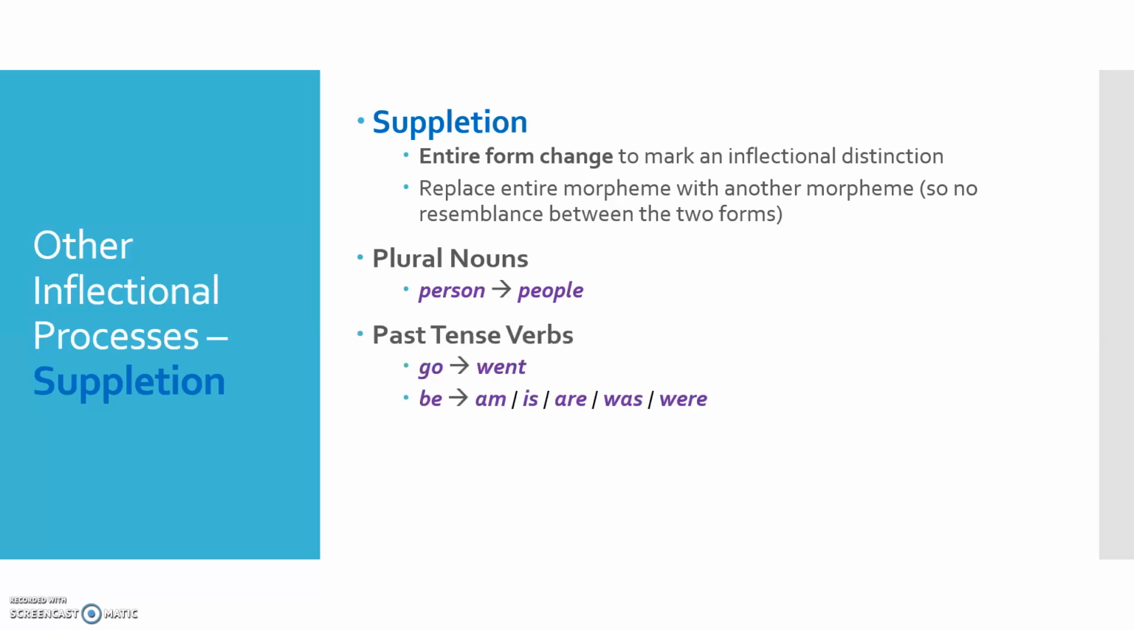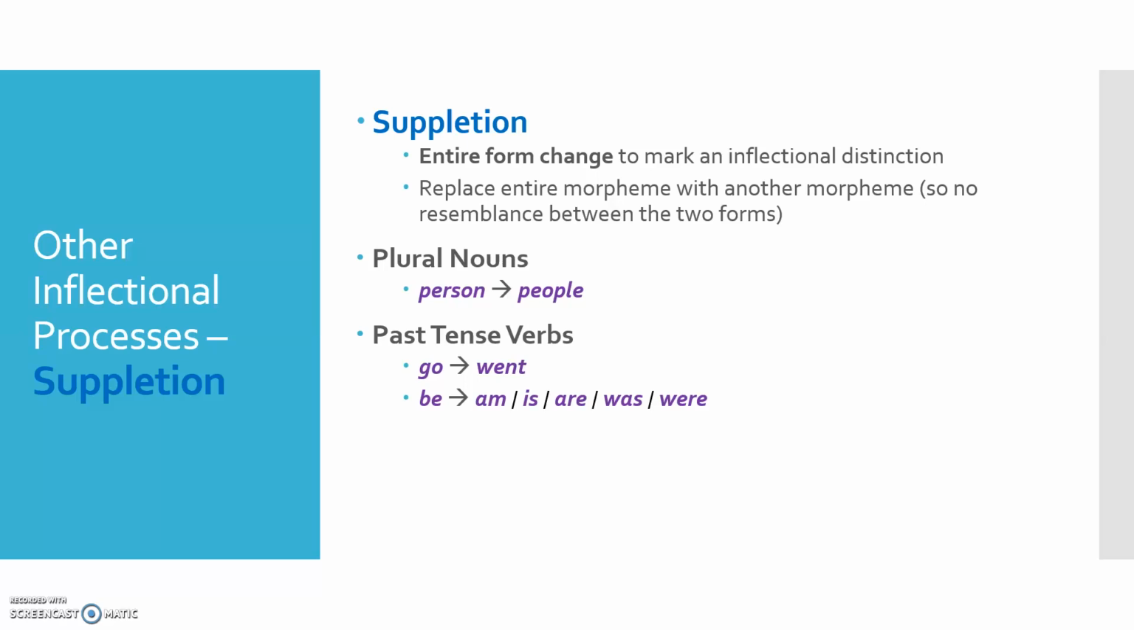We have suppletion happening with our verbs. A verb like go in the non-past becomes went in the past. And those forms do not look like each other whatsoever. A form like be actually has lots of different suppletive forms, depending on who the subject is of the sentence and whether or not we're talking about the non-past or past.